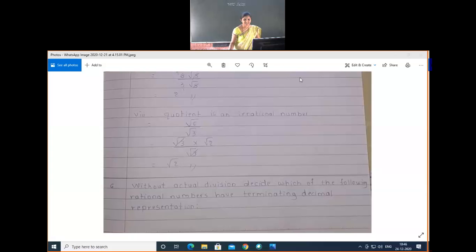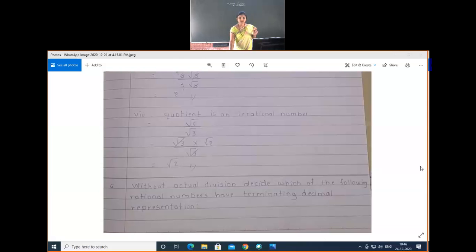Mataji, it's not terminating. Why are you telling that it is not terminating? According to you, it is non-terminating recurring, no? How did you get that answer, non-terminating recurring? Is there anyone to explain this one? Yes, Danya is ready. Swasti, your answer is right actually. Okay, thank you so much. Danya, what is your opinion?